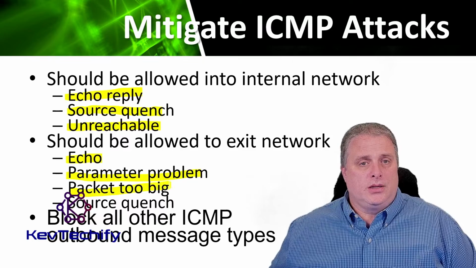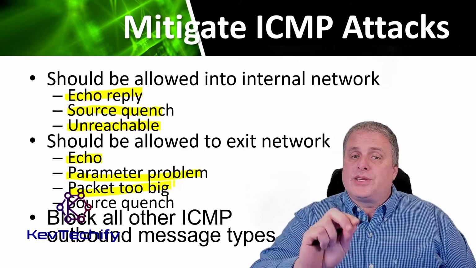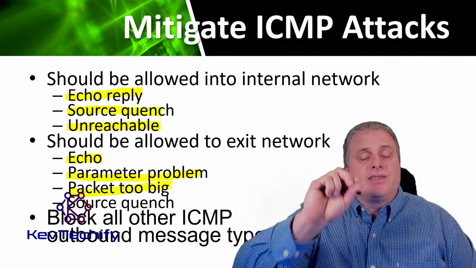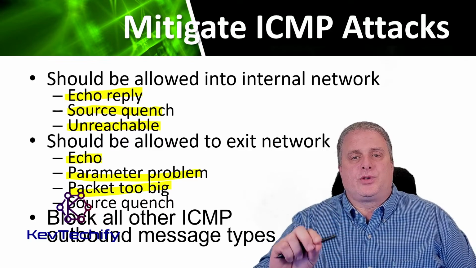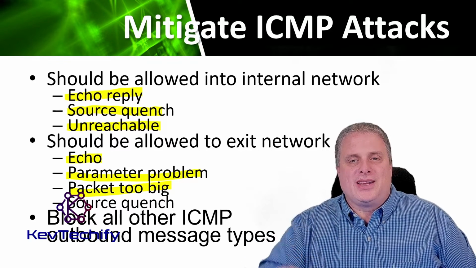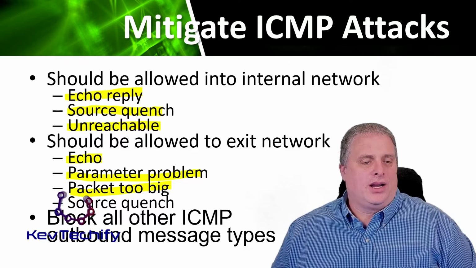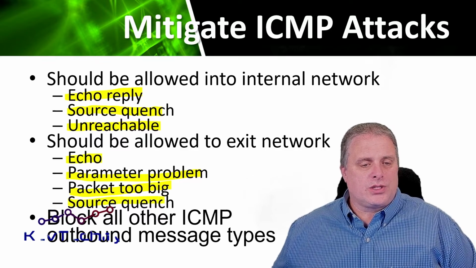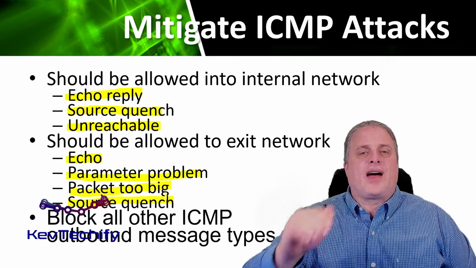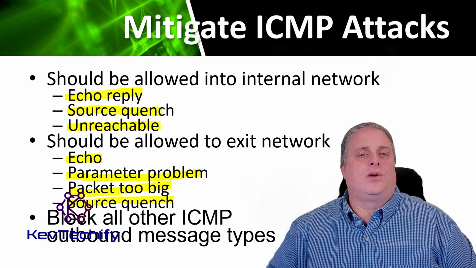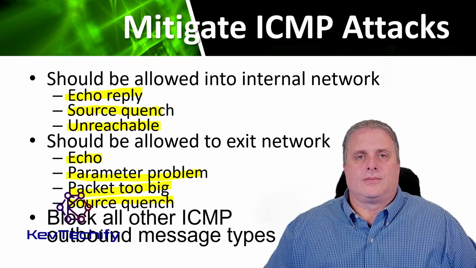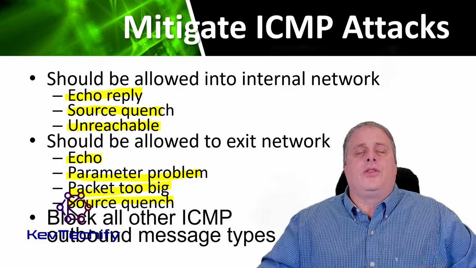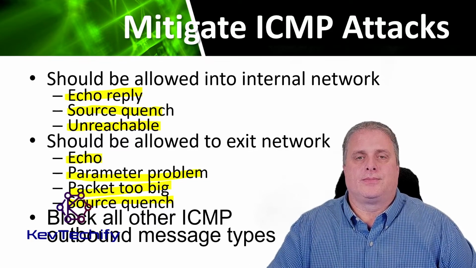Packet too big, you should allow that off of your network also. This enables packet maximum transmission unit, the MTU discovery. And finally, you should allow source quench off of your network. This throttles down traffic when necessary. As a rule, you should block all other ICMP messages.